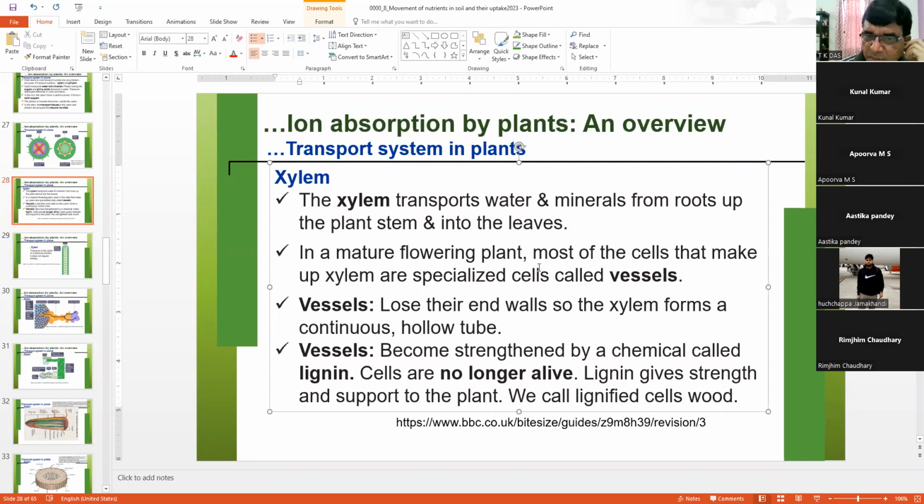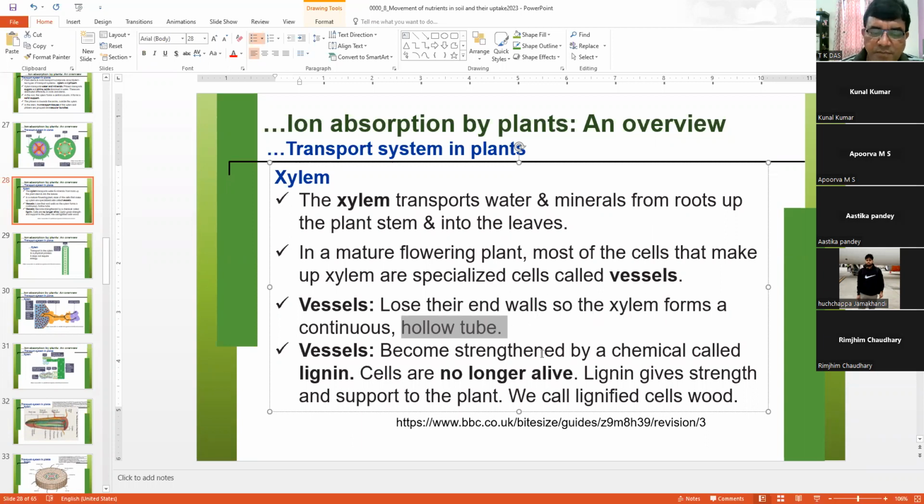In a mature flowering plant, most of the cells that make up xylem are specialized cells called vessels. Xylem vessels are responsible for transport of nutrients and water. Vessels have lost their end walls, so the xylem forms a continuous hollow tube. They make a pipe of vessels.